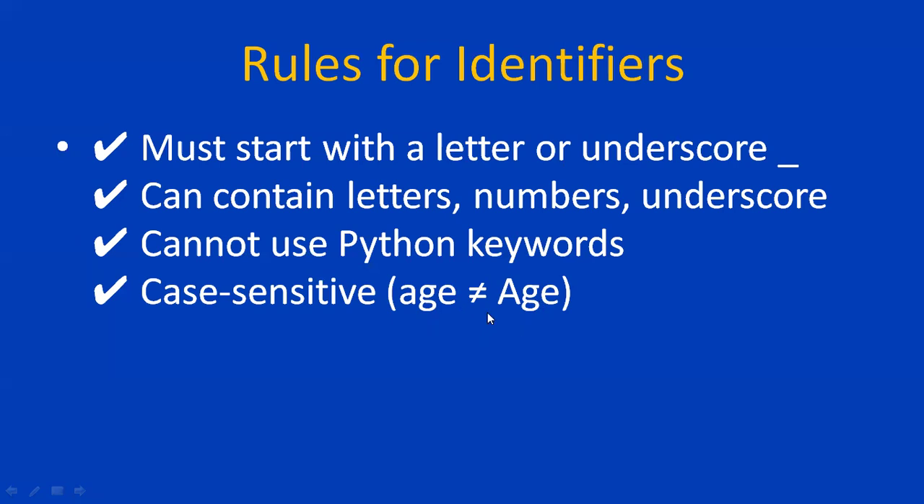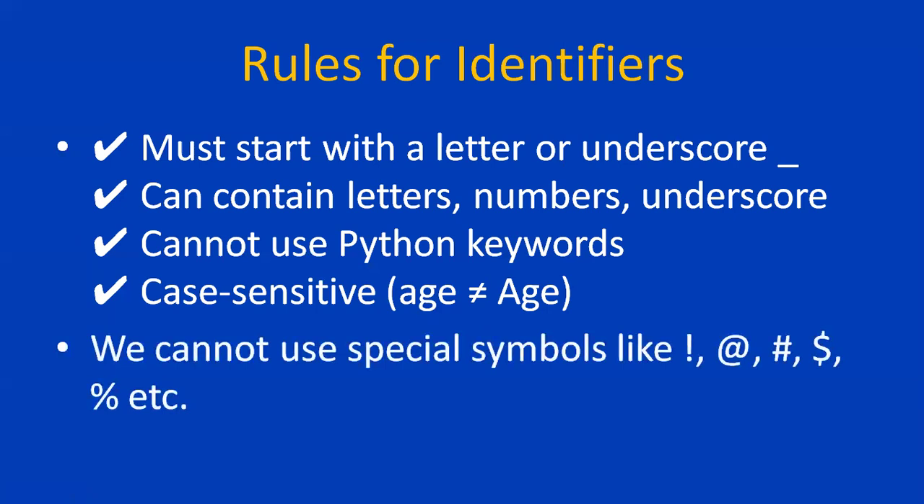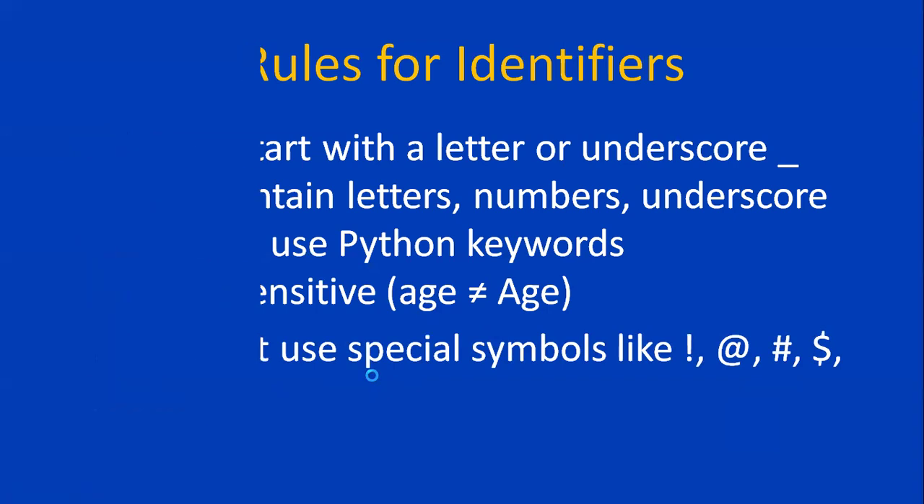And also Python identifiers are case sensitive. Age is not equal to capital Age. And we have some special symbols, that is exclamation, asterisk, hash, dollar, percentage, etc. These symbols cannot be used in identifiers. These are all the rules we have in Python, so we should remember them while naming a variable or identifier.